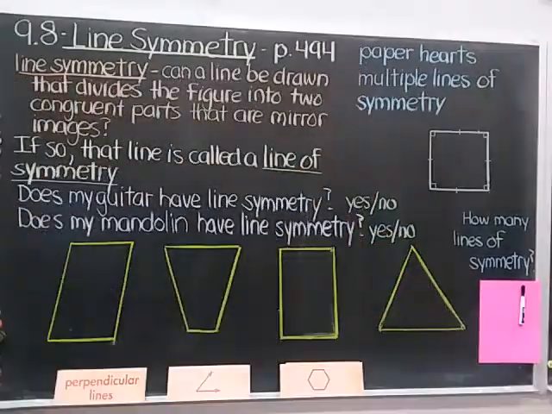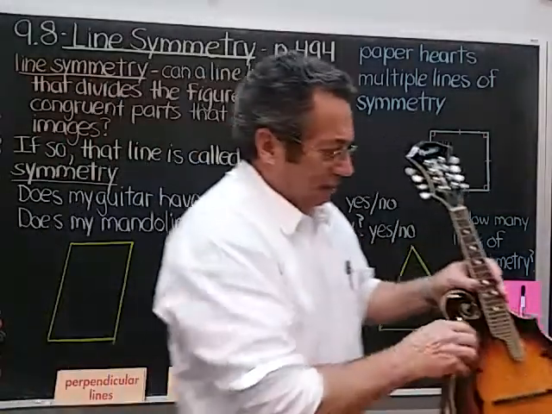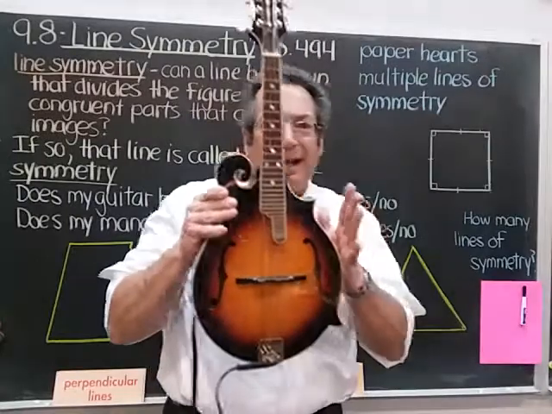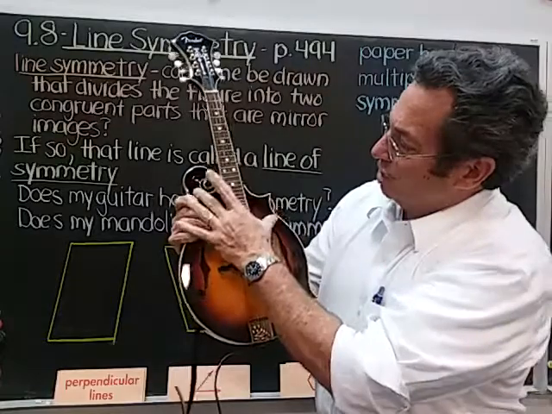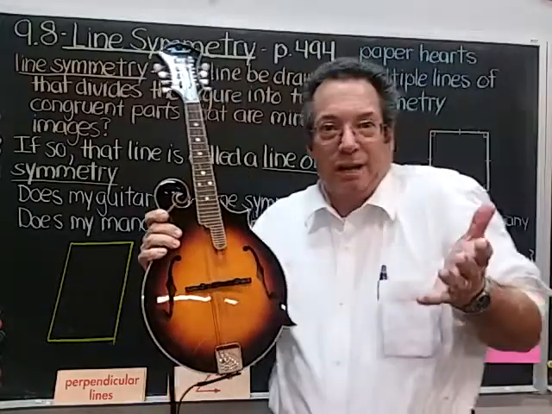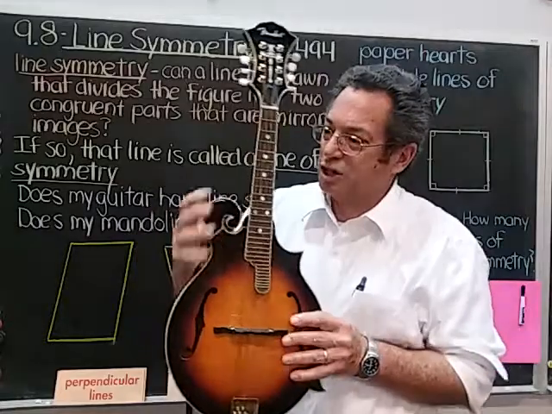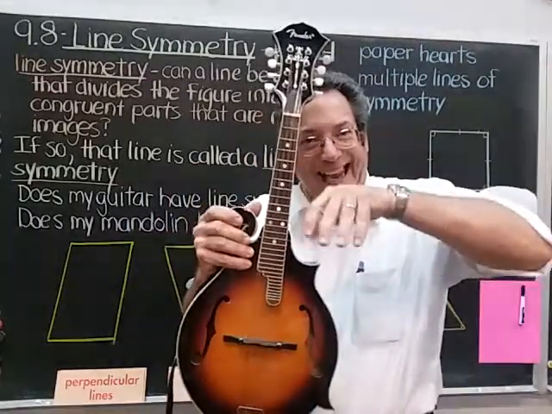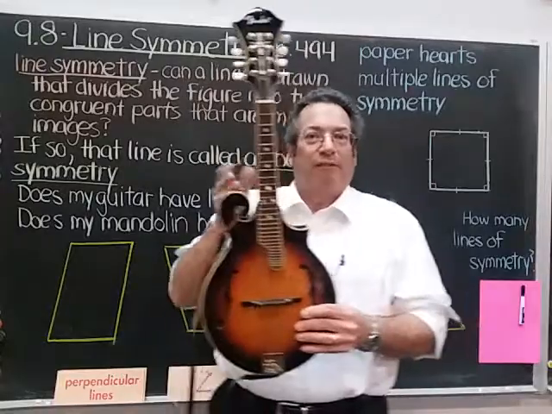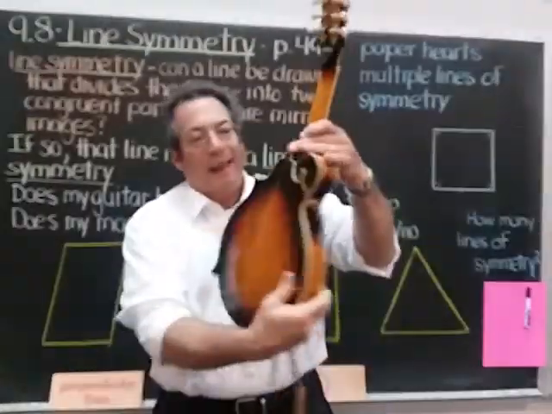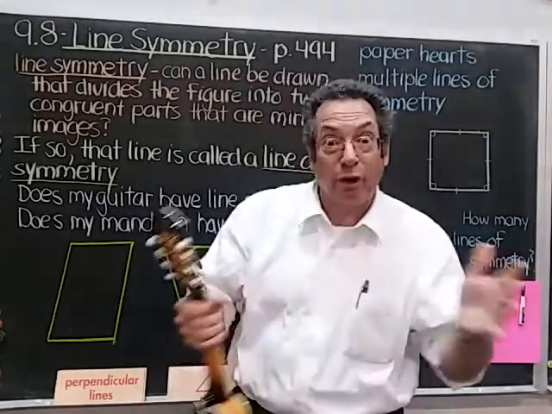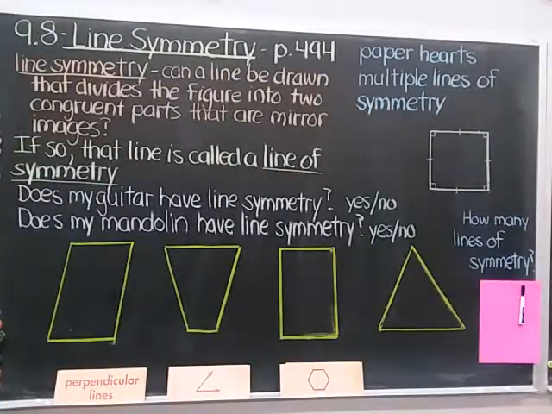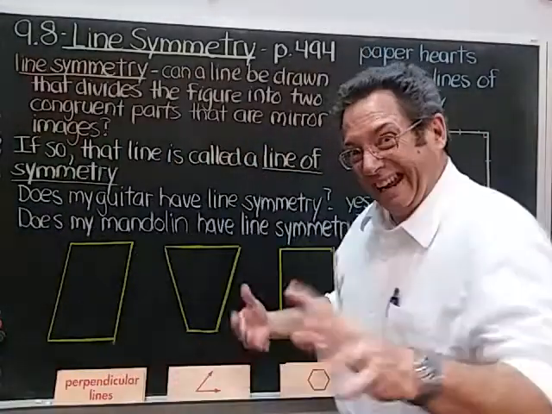How about my mandolin? Now, I'm not going to do a song, but does it have line symmetry? Can I draw one line right down the middle of my mandolin and these two sides are congruent, just mirror images? You're probably saying no, the scroll work on this side would not be the same as what's over here. So this doesn't have line symmetry. There's no place that I can draw a line on the mandolin where I could have two congruent figures even though they're mirror images of each other. So today's lesson is about looking for and finding symmetry.